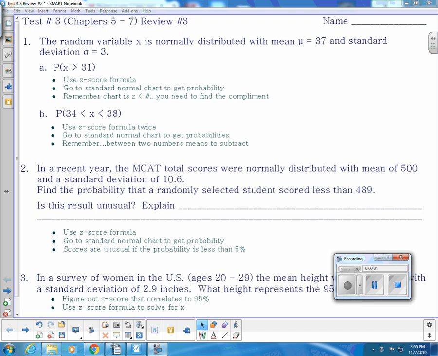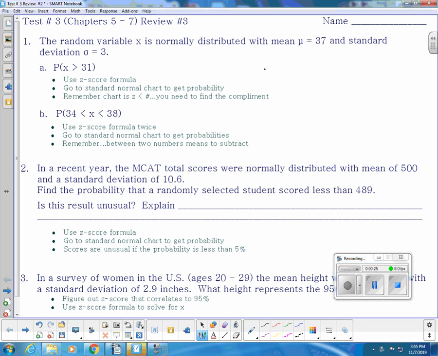Okay, so we have some extra questions. I put little hints here, so if you wanted to print out this solution, that kind of helps you with what you need to be thinking about. When they're asking you what the probability is of x being greater than, less than, in between, whatever, you're going to have to use the z-score formula. They give you a mean, a standard deviation, and then an x.